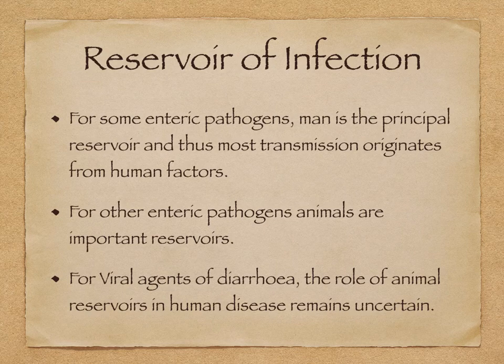As far as the reservoir of infection is concerned, for some enteric pathogens, man is the principal reservoir, and thus most transmission originates from human factors. Examples are enterotoxigenic E. coli, Shigella, Vibrio cholerae, Giardia lamblia, and E. histolytica. For other enteric pathogens, animals are important reservoirs, and transmission originates from both human and animal feces. Examples are Campylobacter jejuni, Salmonella, and Yersinia enterocolitica. For viral agents of diarrhea, the role of animal reservoirs in human disease remains uncertain to date.